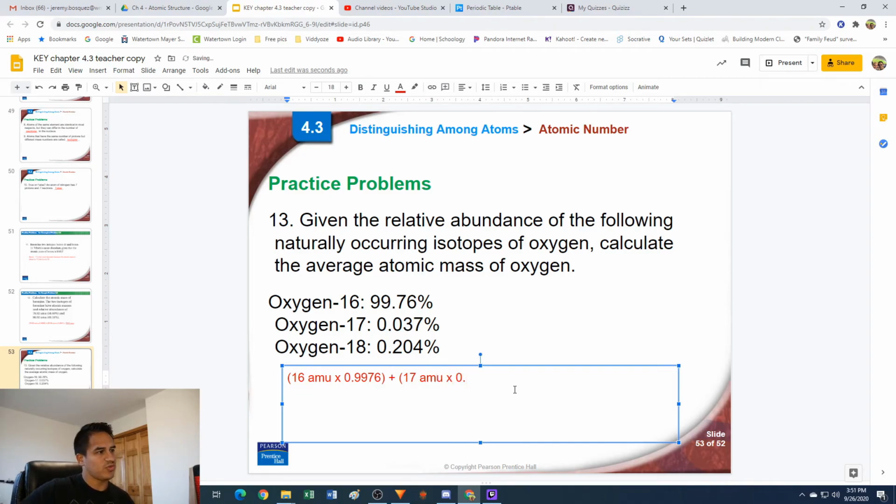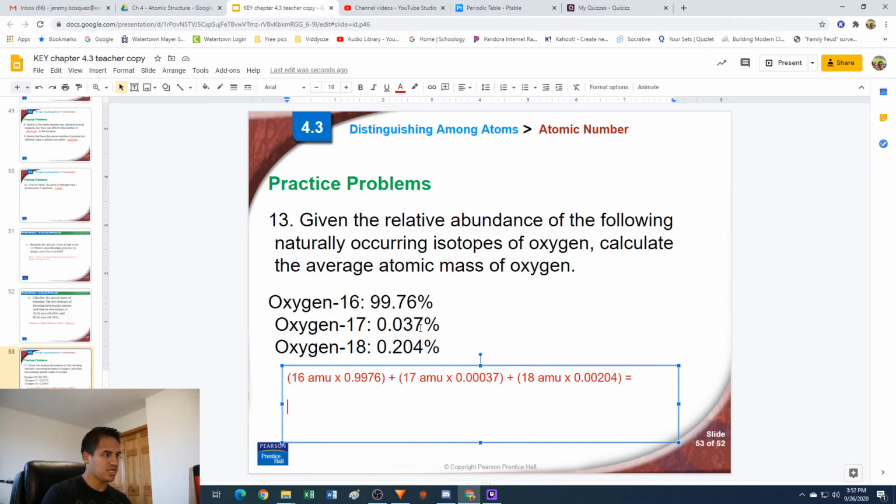And this is where it's important we make sure you do this right. So 0.037% as a decimal is going to be 0.00037, plus 18 AMU times, and then again 0.00204 as a percentage. Okay, it's important that we make sure we write our decimals correctly, otherwise our average mass is going to be too large.